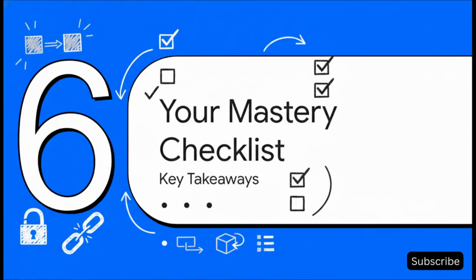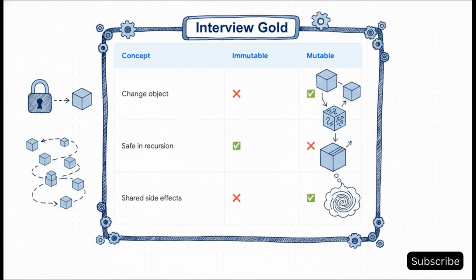All right, we've covered a ton of ground. Let's wrap this up with a final checklist to make sure all these ideas are locked in and you're ready to use them in your next coding session or, more importantly, your next technical interview. You need to burn this table into your brain. Seriously, I call it interview gold for a reason, because these are the exact trade-offs interviewers want to hear about. Can you change the object in place? Only if it's mutable. Is it safe to pass into a recursive function without making copies? Only if it's immutable. Can it cause shared side effects? You guessed it, only if it's mutable. Knowing this cold is non-negotiable.